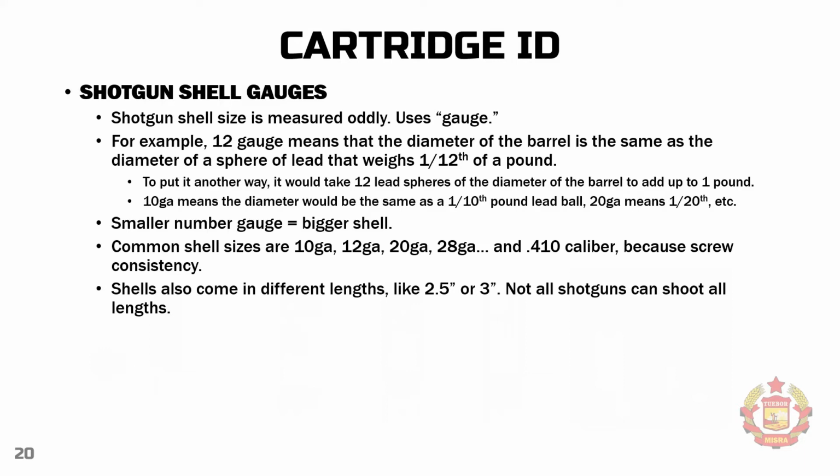They also come in different lengths, like 2.5 inch or 3 inch, and not all shotguns can shoot all lengths. So you should probably check your owner's manual, and if you do not have an owner's manual, check online. Usually this type of information is easily found. Make sure you know the make and model, the year would be helpful.